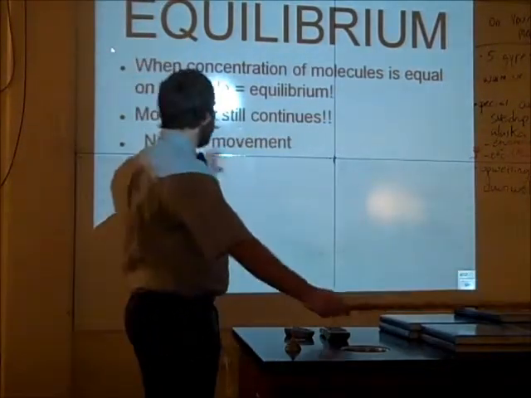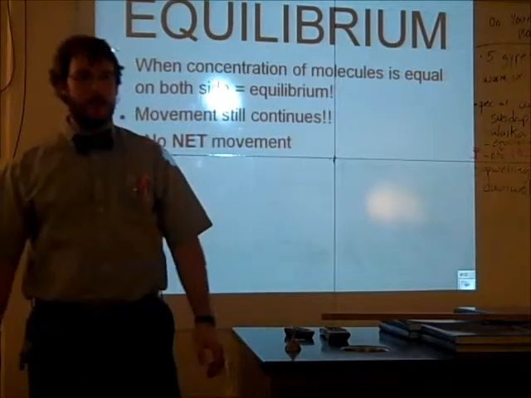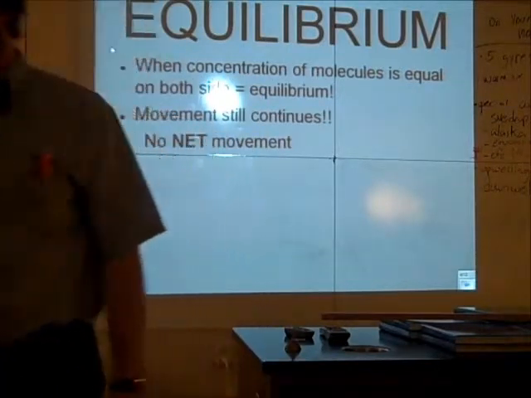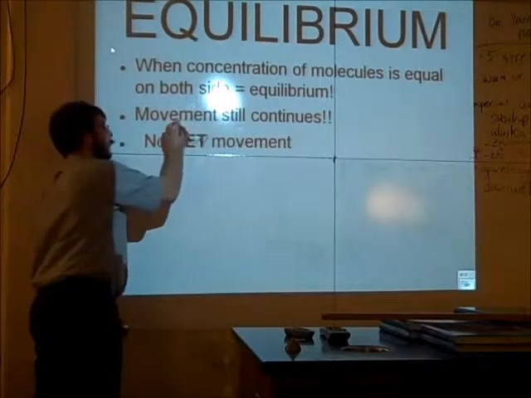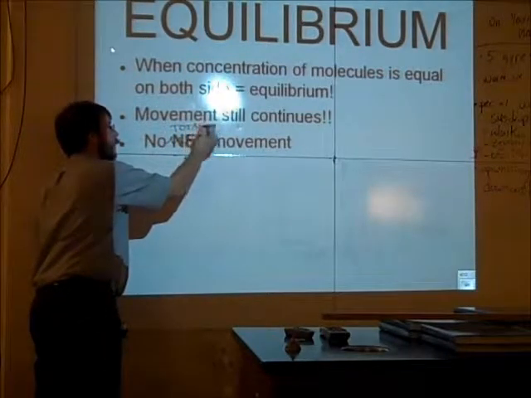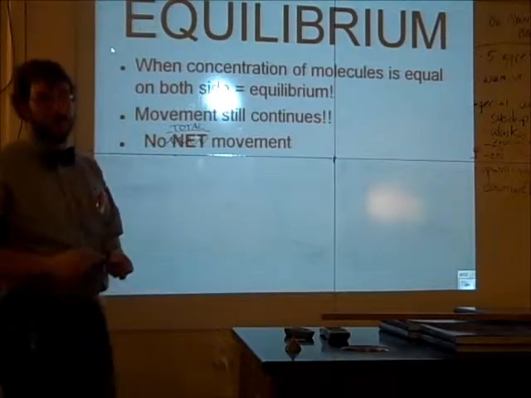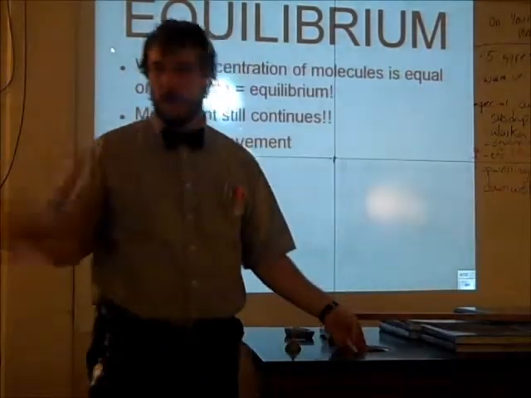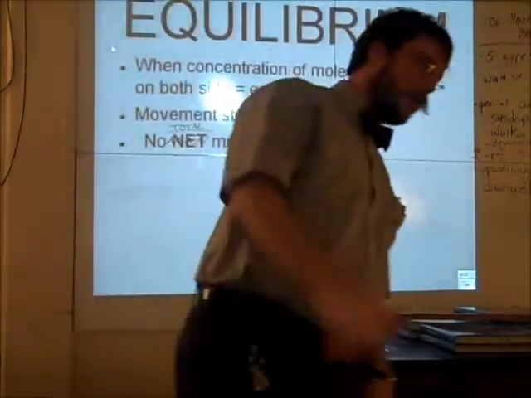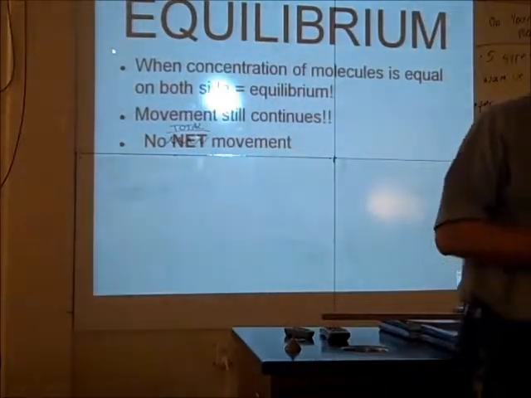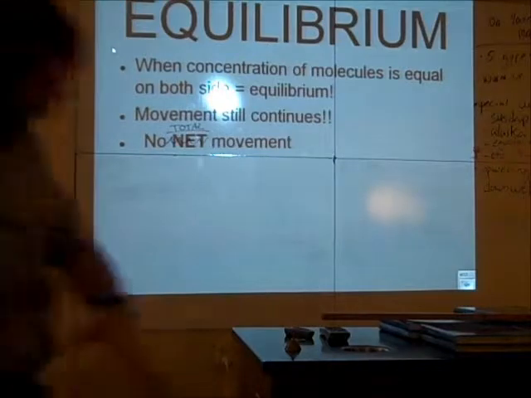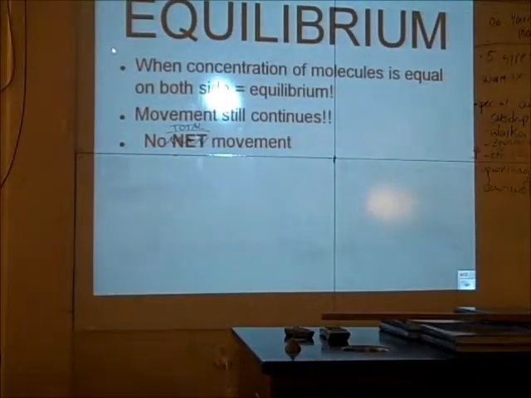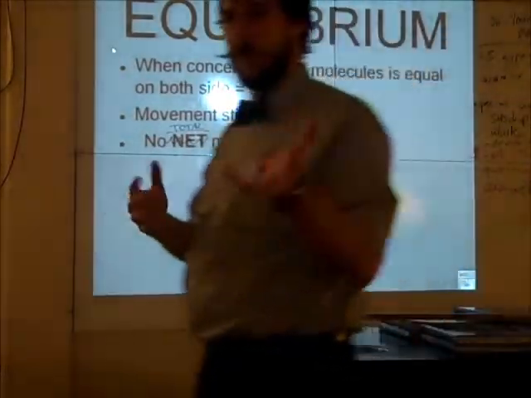There's no net movement. Now, that doesn't mean that we ban the nets. What's that mean? Isn't it kind of like a total? Exactly. Net means total. Net, gross, total, all mean the same thing. So there's no total movement. For every molecule that moves this way, it's equally likely that a molecule moves this way. And so it stays in equilibrium, even though the molecules still can move.